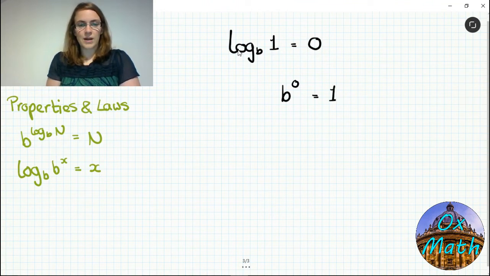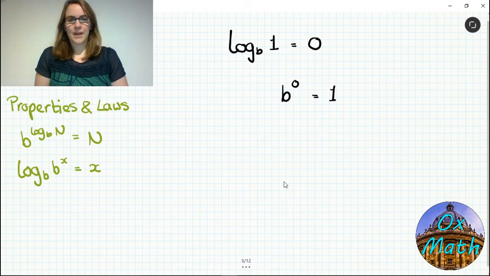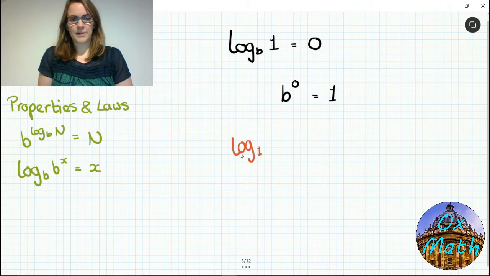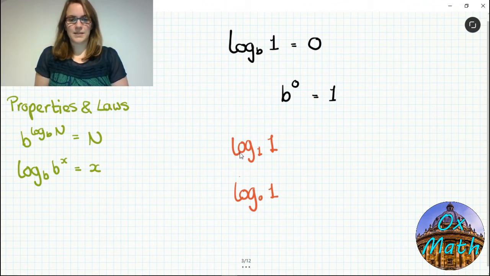So if you need to know what power goes with b to get 1, doesn't matter what your base is, the answer will always be 0. There are two exceptions to this rule, which is when you have the base of 1 or the base of 0. Let's have a quick think about what happens in these circumstances.